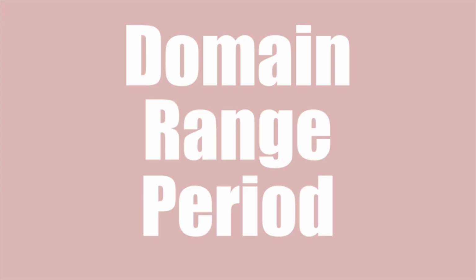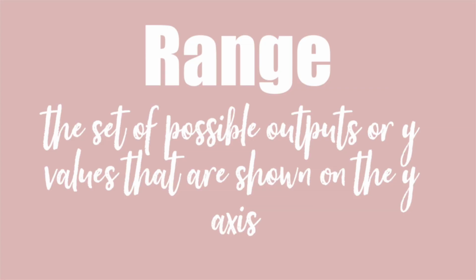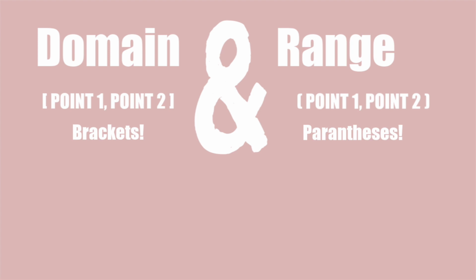Hey guys, let's learn about domain, range, and period. First, the domain is the set of all possible x values which will make the function work and will output real y values. Range is the set of possible output or y values which are shown on the y-axis. Domain and range will either be written using brackets or parentheses, using brackets when the point is included and parentheses when the point is not included.